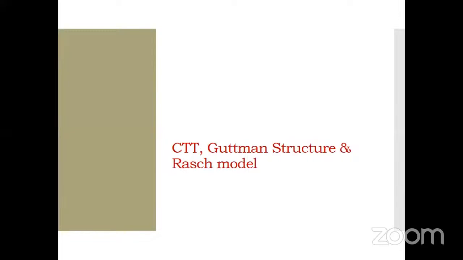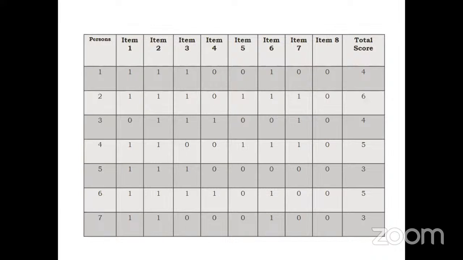Okay, so I'll come to the Guttman structure, which was proposed after the classical test theory. The limitations of classical test theory came into focus, and researchers and psychometricians started discussing them. At that time, the Guttman structure was proposed. So what is this Guttman structure?